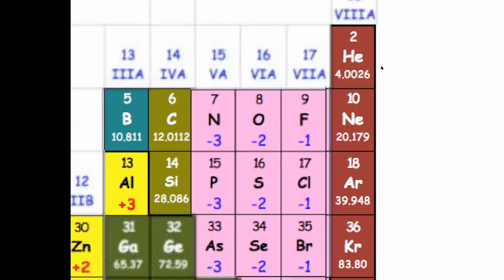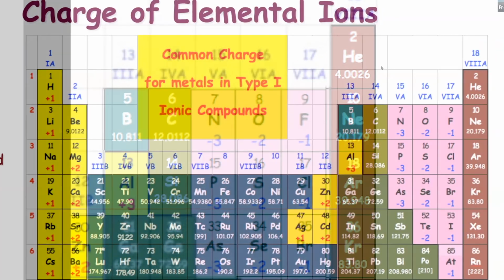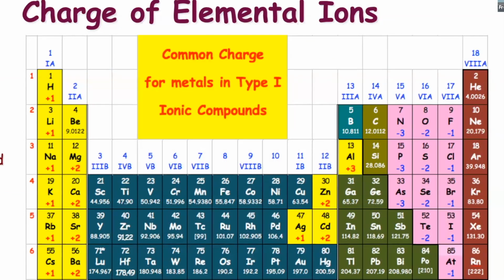The noble gases, the 8A family, helium, neon, argon, have a complete set of electrons in their outermost shell. So again, know how to read the periodic table. The ones in yellow generally have fixed charge. The ones in greenish blue are going to have variable charge. And the ones in pink are the negative ions, the anions.